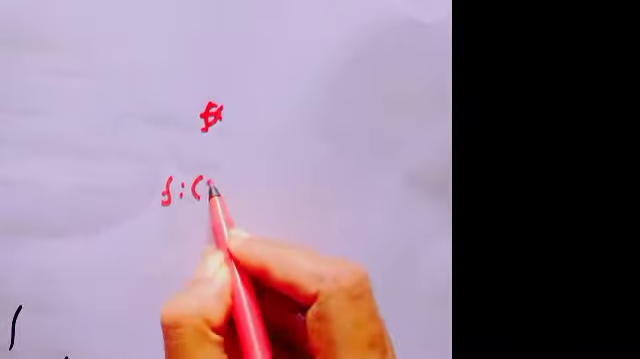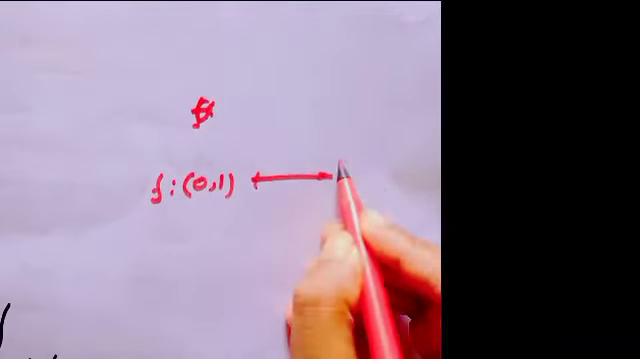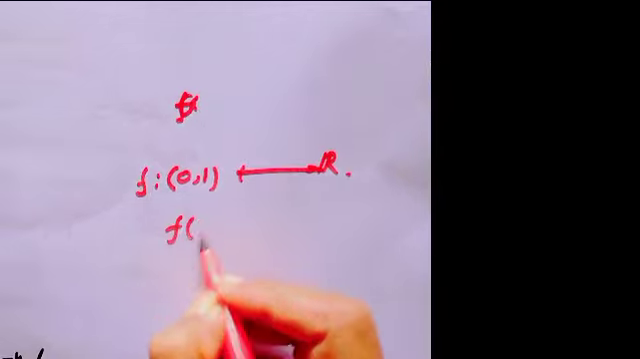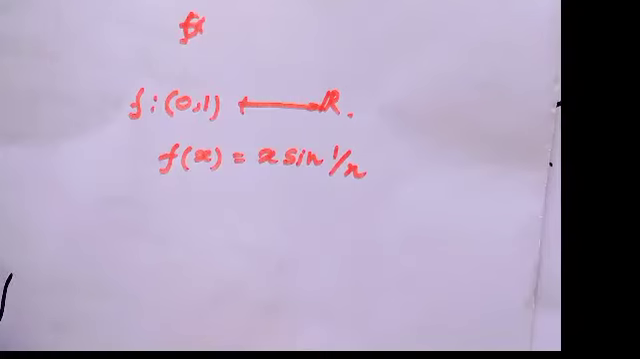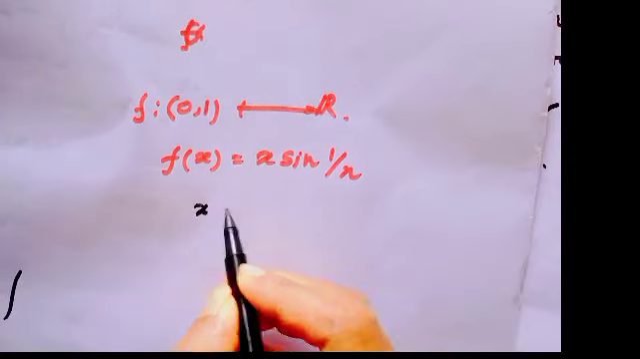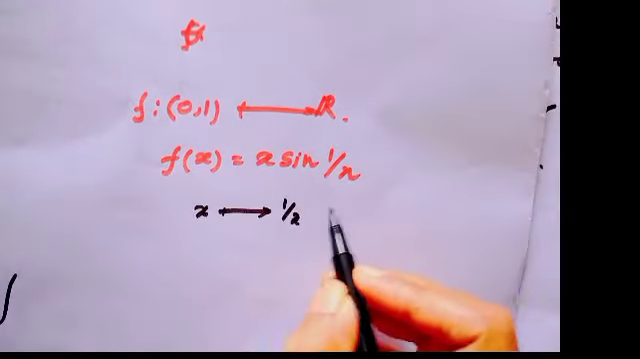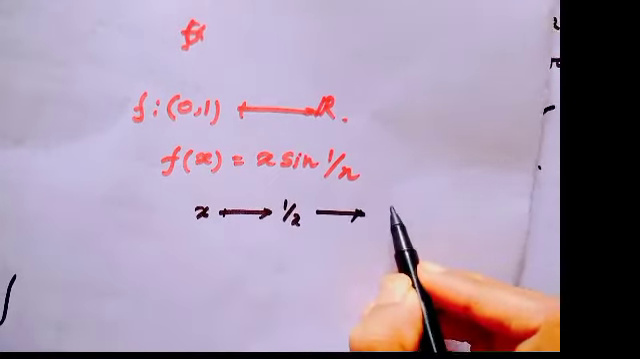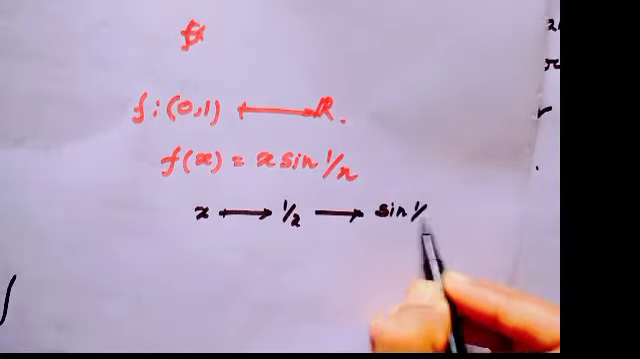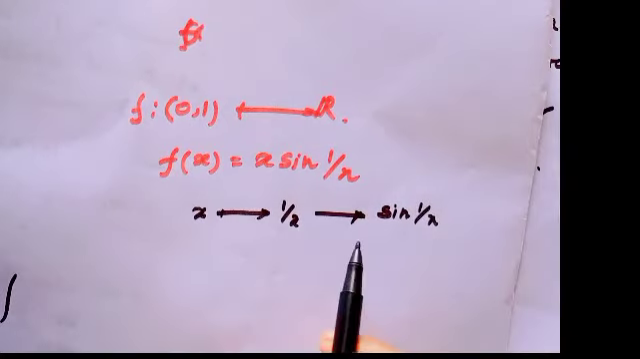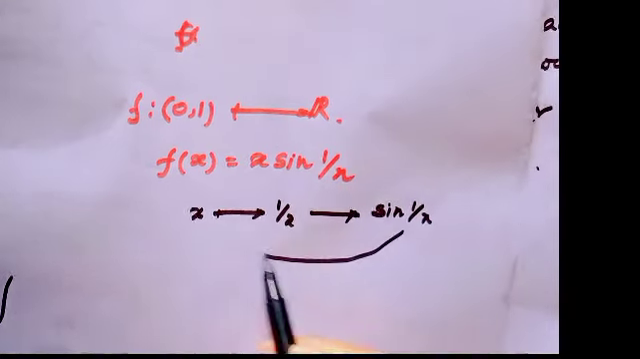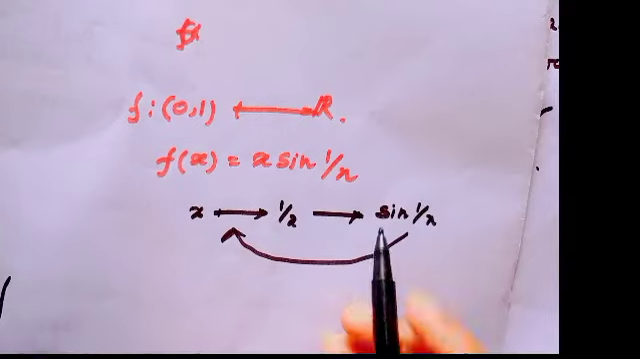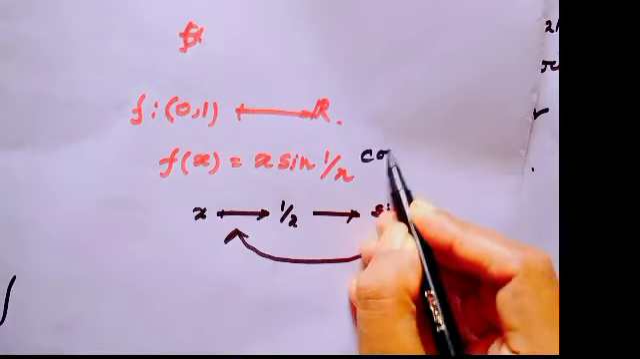F is a mapping from the open interval 0, 1 to R, and the function looks like f(x) equal to x sin 1 over x. And this function is always continuous because the mapping x maps to 1 over x, and if we apply sin, then this would be sin 1 over x. Since both functions are continuous, their composition must be a continuous function. We all of us know it.